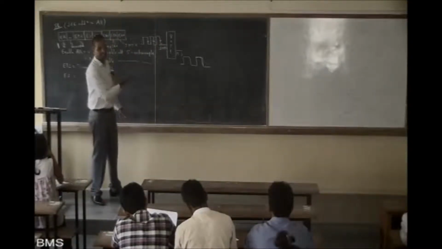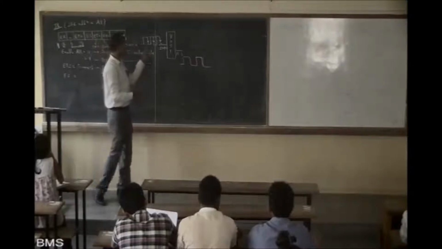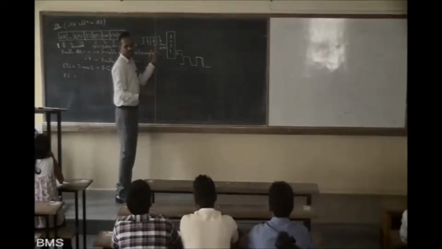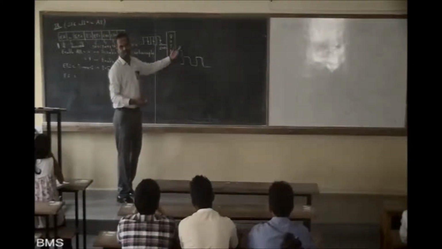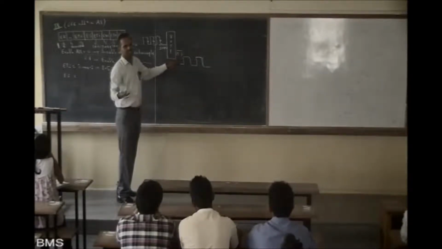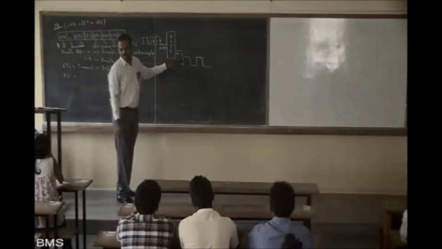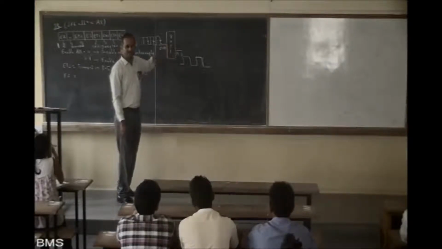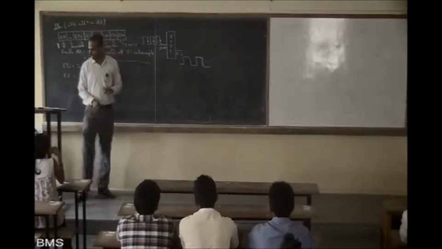What is the simplest way? Whenever there is a negative edge, you flip the signal. Flip in the sense complement a bit. Right? How we write the program is important now.